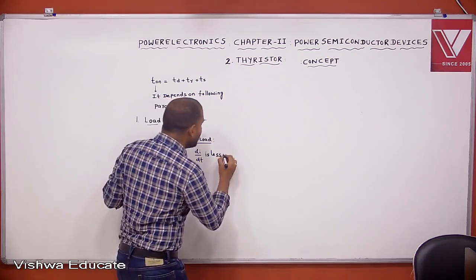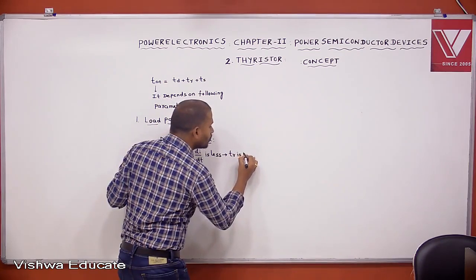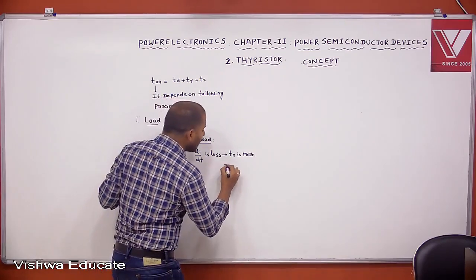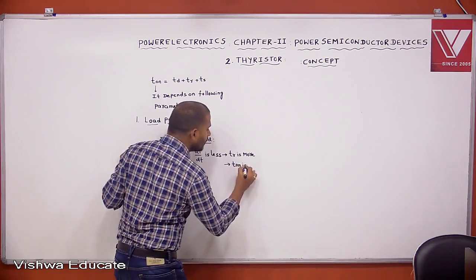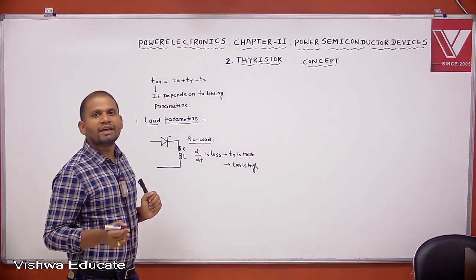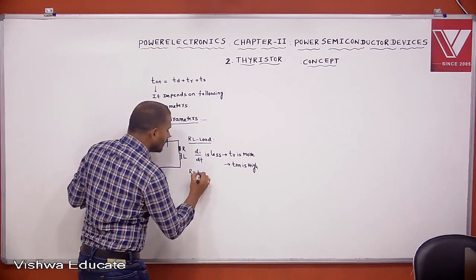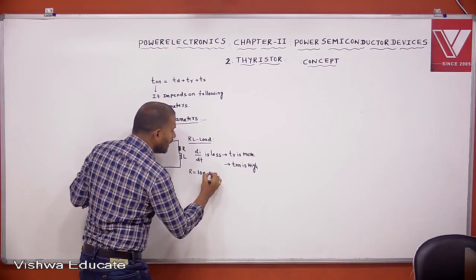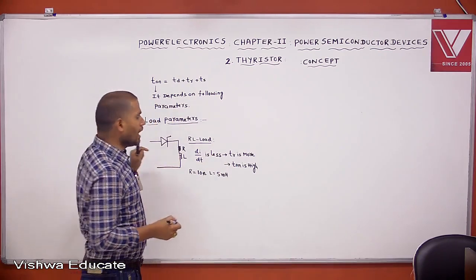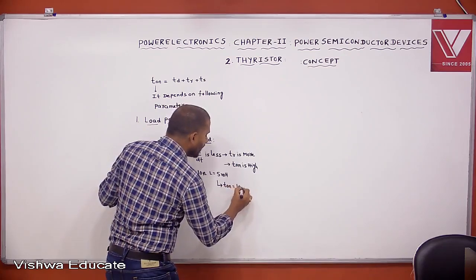That is, if di by dt is less, TR is more. If TR is more, then what is Ton? It is high. That's why for RL load, the turn-on time of the thyristor is high. For example, R equal to 10 ohms, L equal to 5 millihenry. For the same SCR, let us assume that the turn-on time is 10 microseconds.